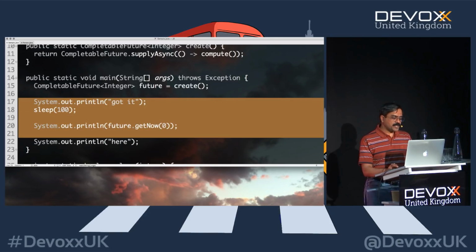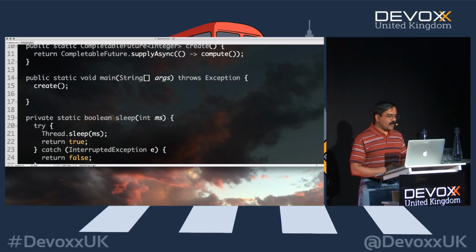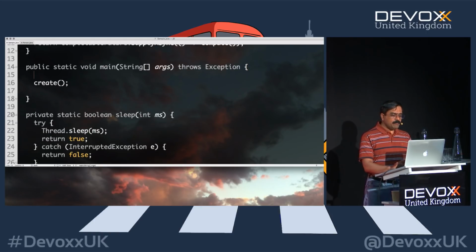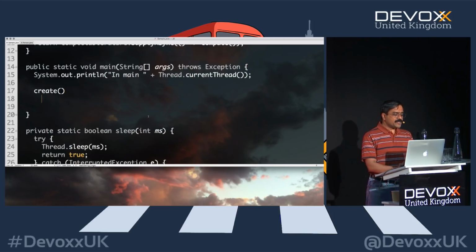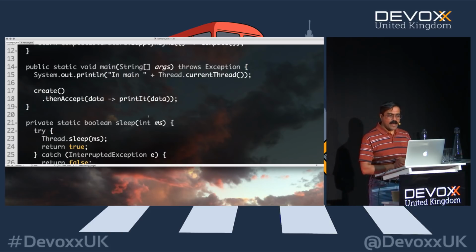Well, that brings up the question, what about threads of execution? Where are things going to run? To answer that question, let's look at this a little differently. Notice I don't have a sleep right now. And I come back over here. In the main method, I'm going to say in main, and I'm going to say Thread.currentThread. So obviously that's going to be in the main thread. Then I call the create method. Then I say dot thenAccept. And in this case, I get a data, and I'll call printIt and pass the data to it to print it. So that is my code at the moment.